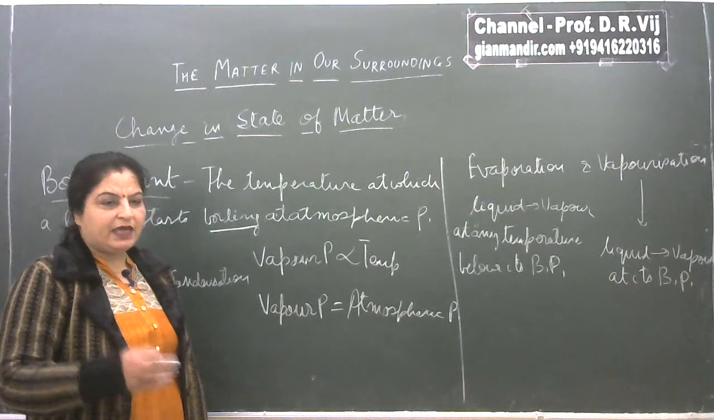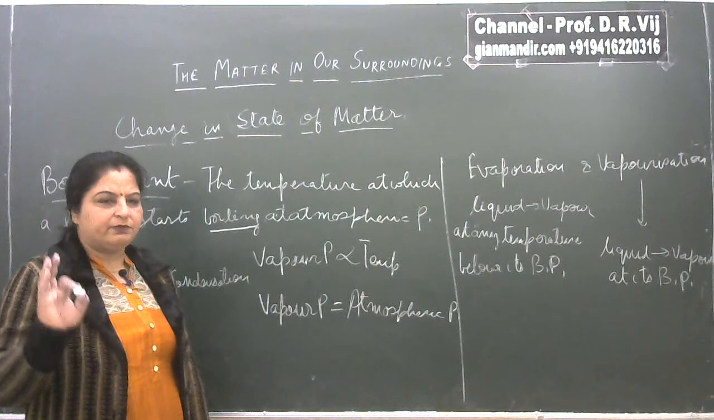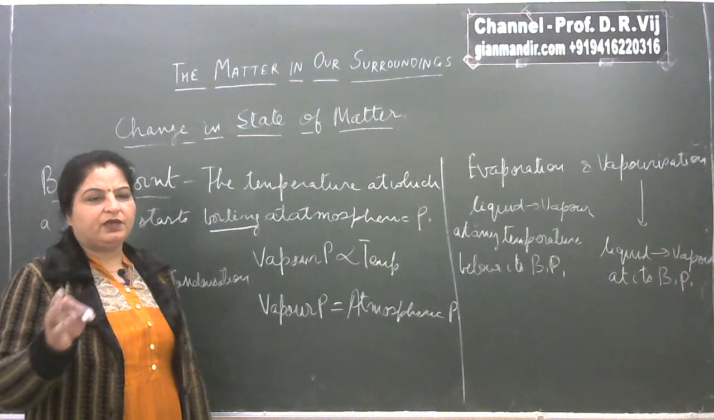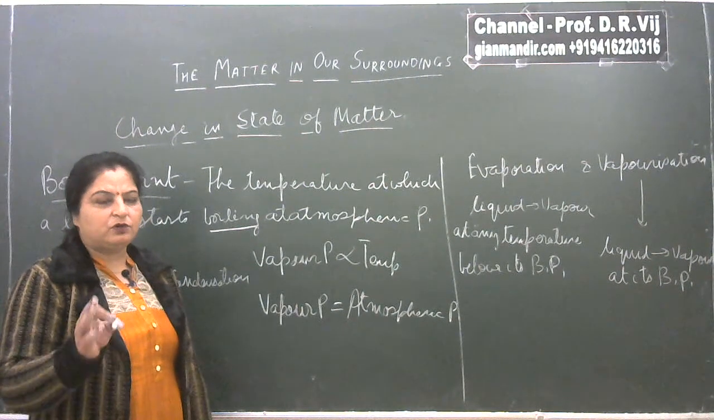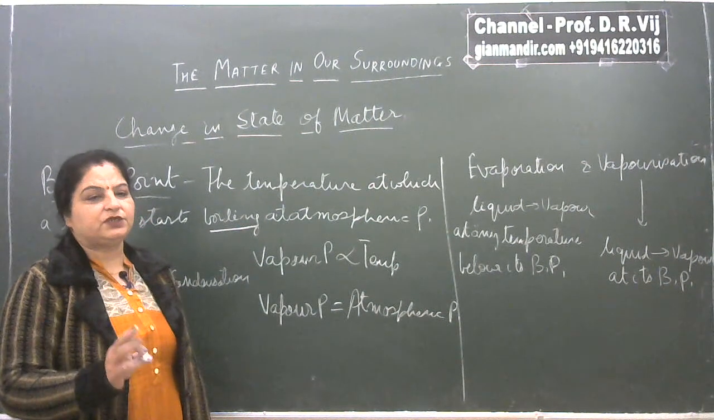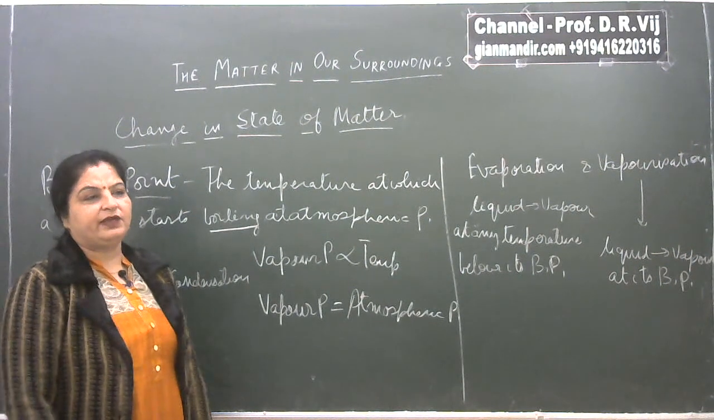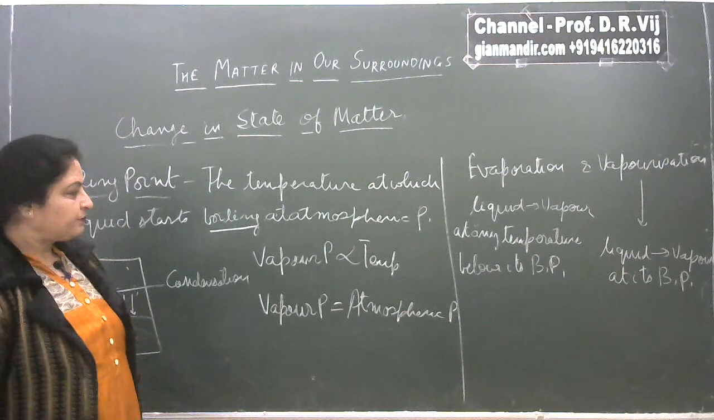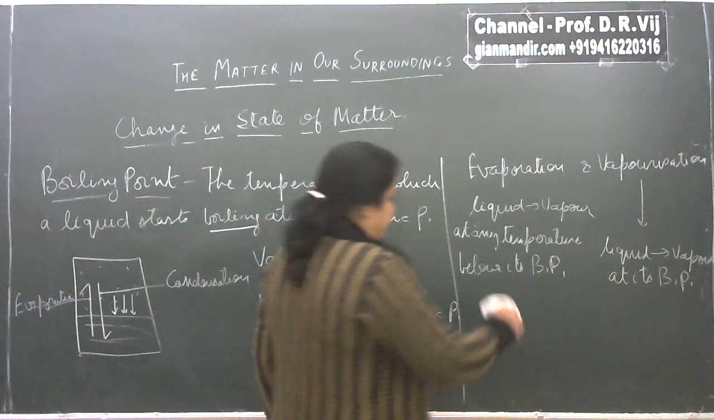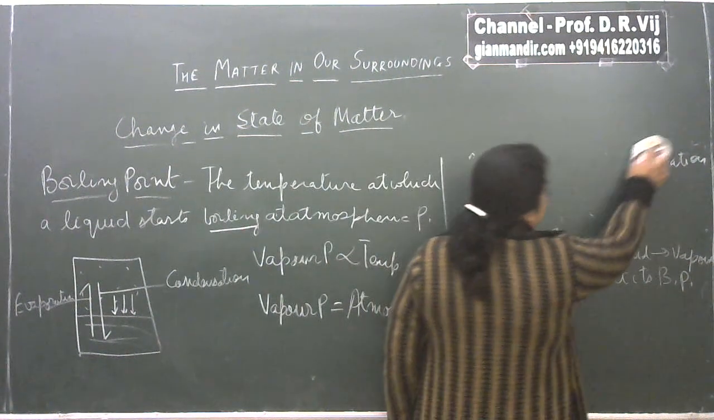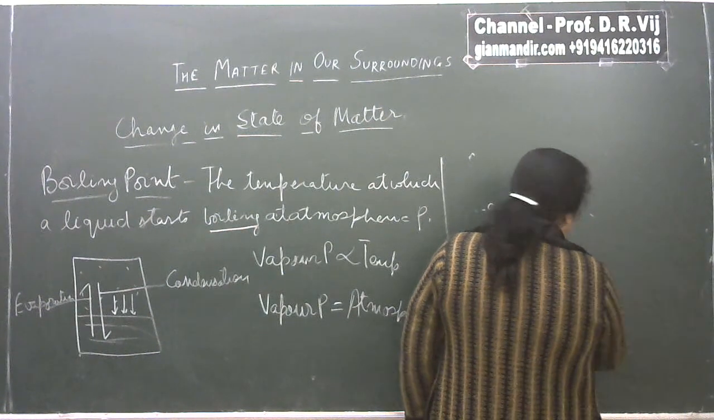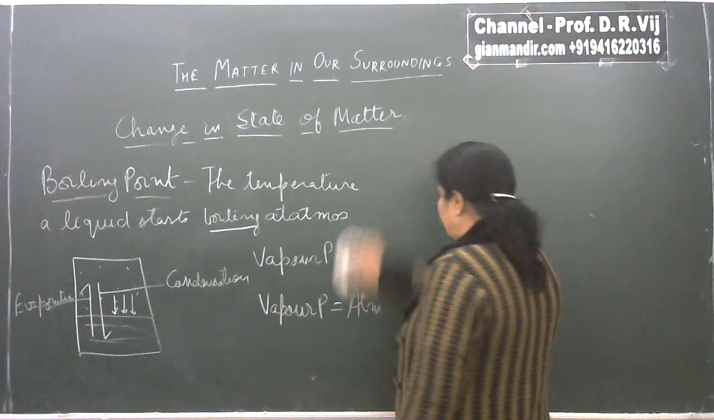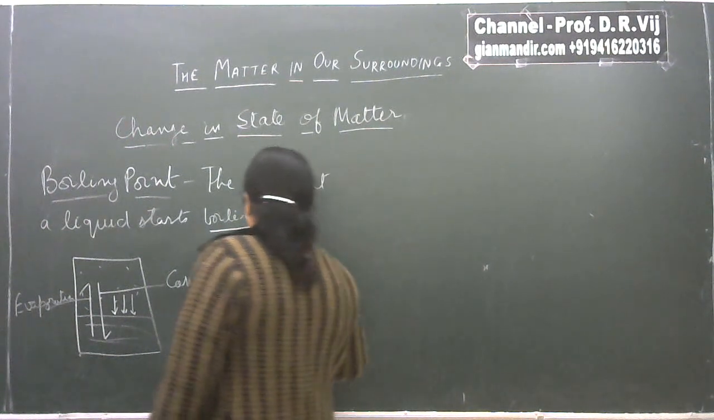So a liquid can be converted to vapor at any temperature, right? But the vapor pressure of the liquid becomes equal to atmospheric pressure only at a certain temperature, and that certain temperature of the liquid is known as its boiling point, right? And again you see that all the liquids do not have equal boiling points. Some liquids have low boiling points, whereas other liquids have higher boiling points.